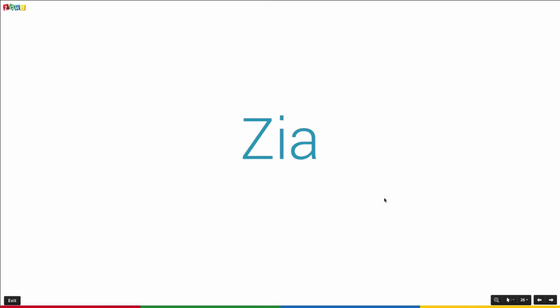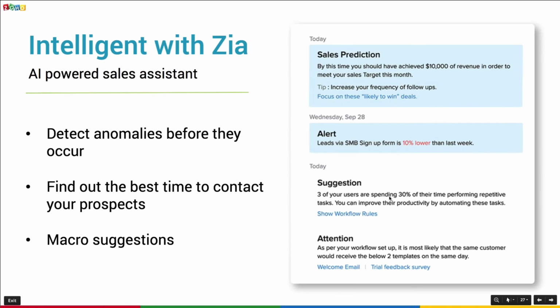Now, there's also someone we want to introduce to you. We call her Zia, and Zia is an AI-powered sales assistant for Zoho CRM. And what does she do? She intelligently suggests the best time to contact, detects anomalies, keeps track of Zoho CRM activities, and also suggests relevant macros. A little confused? Let me actually show you.